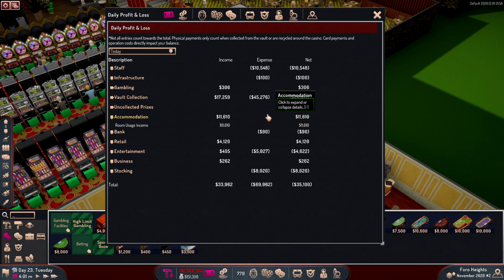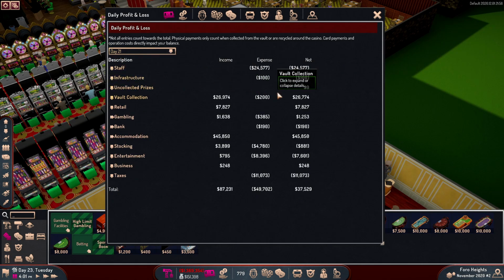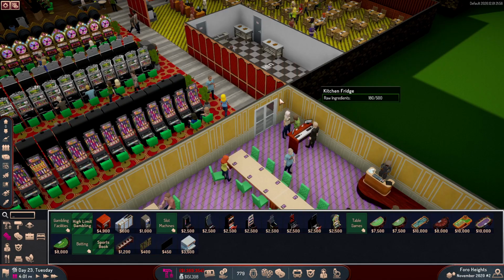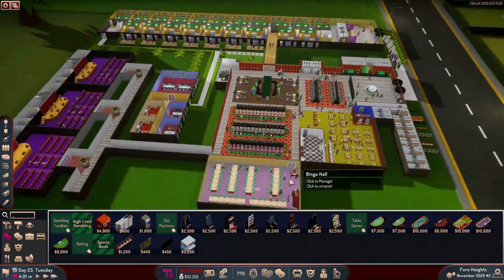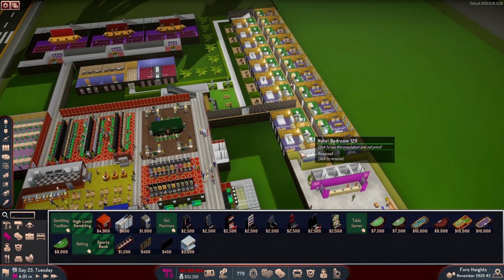Accommodation, very easy. That's your hotel stuff. That is your hotel stays. If I go back and look at some of my hotel stays, $30,000. This day, $26,000. Day 20, I had accommodations of $39,000. So as you play the game, I've got this hotel over here making pretty decent money, right?